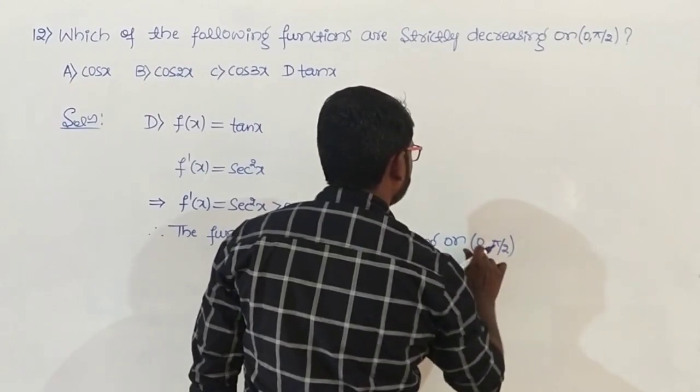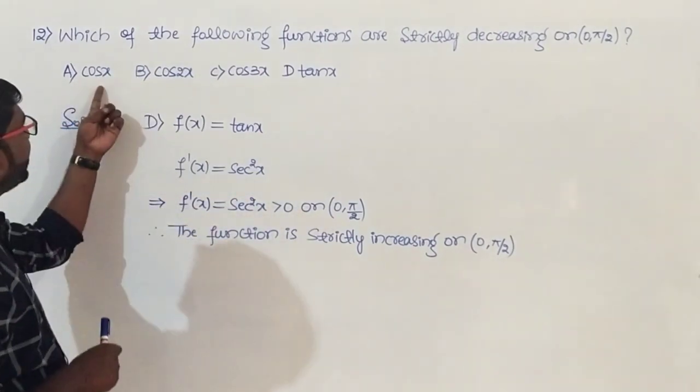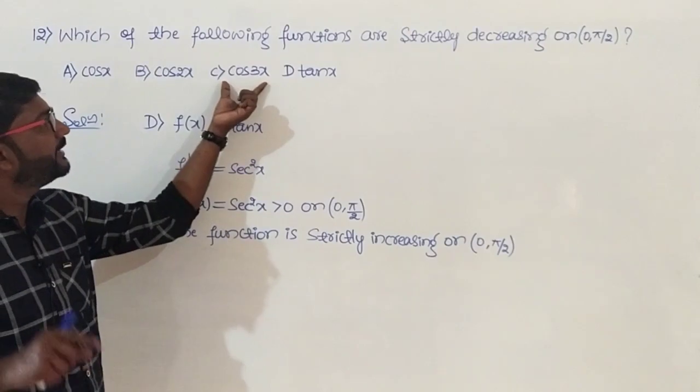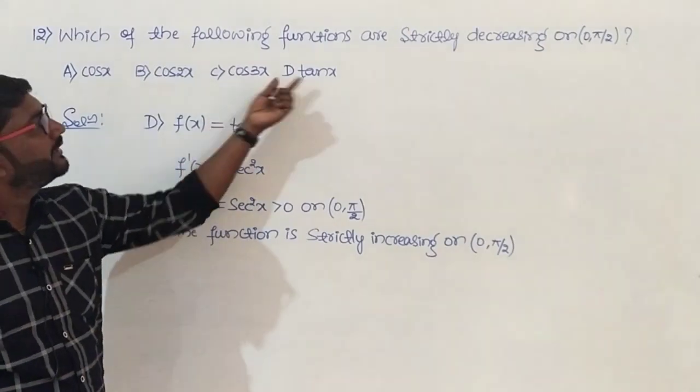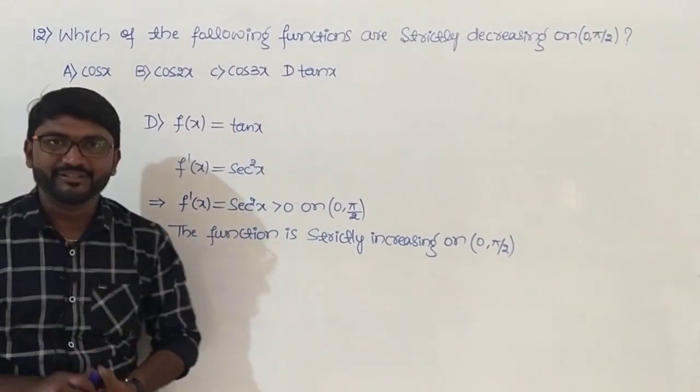So overall, what did you understand from this? In the first case, that is A and B, in these two cases it is strictly decreasing. In the third one it is neither increasing nor decreasing. In the last one it is strictly increasing. So this is all about the 12th problem.